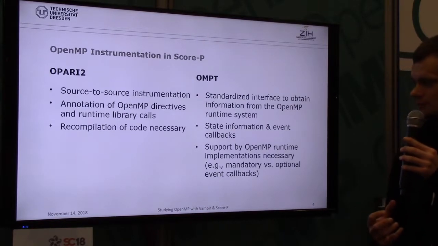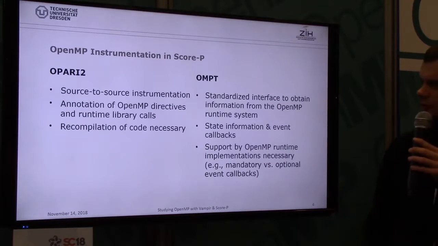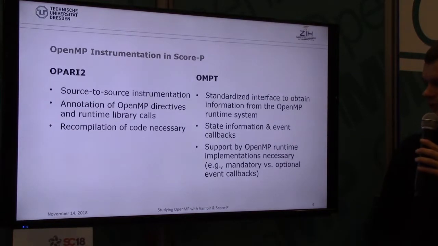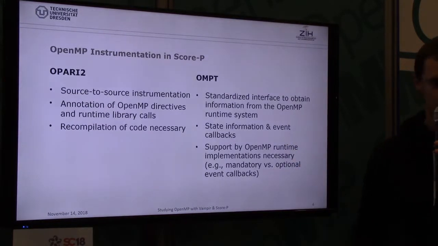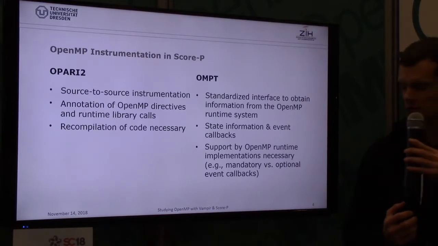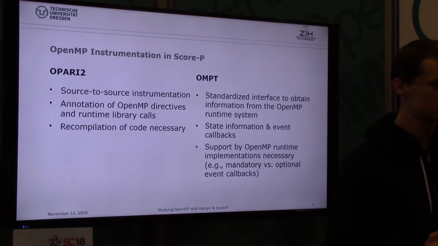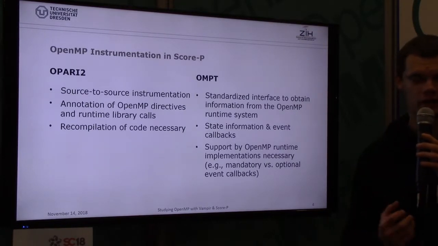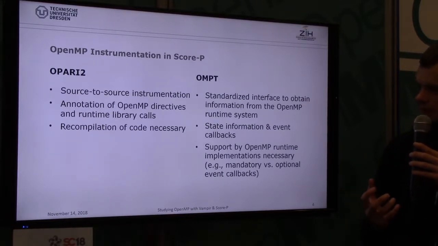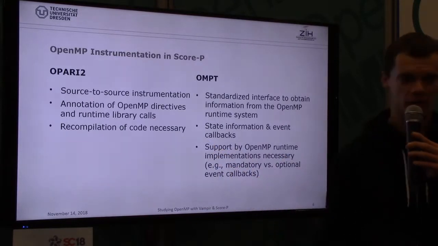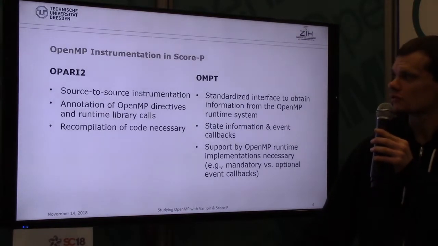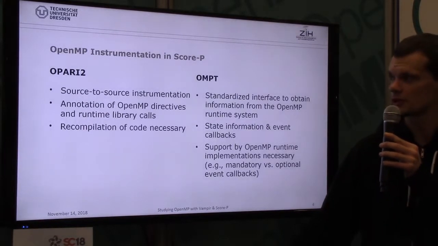OpenMP runtime library. So one of the things to be noted here is that we need this support by the OpenMP runtime implementations. For example, some of these callbacks are mandatory and other ones are optional. And so we as tool developers have to take care that if we rely on optional callbacks, which might not be there in every runtime, we have to provide some kind of fallback, or in some cases we have to fall back to the old Opari approach. So this is what we can do now in Score-P with respect to OpenMP instrumentation.